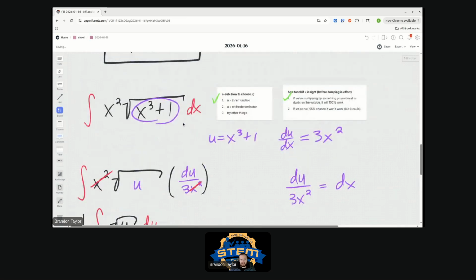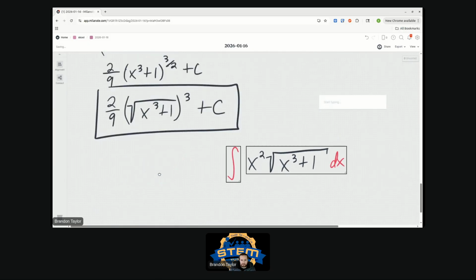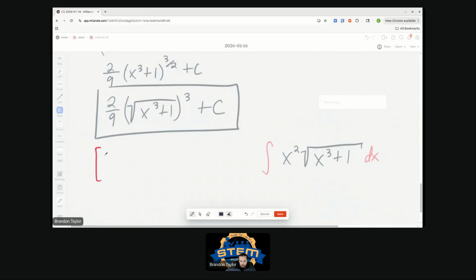And by the way, how would we check that that's the answer? Basically, remember, if we're saying that this is really the integral of that, then the derivative of this should be that. So let's try that. And again, you'll use the chain rule here. So 2/9 times, I'll just convert it back, x cubed plus 1 to the 3/2 plus c.